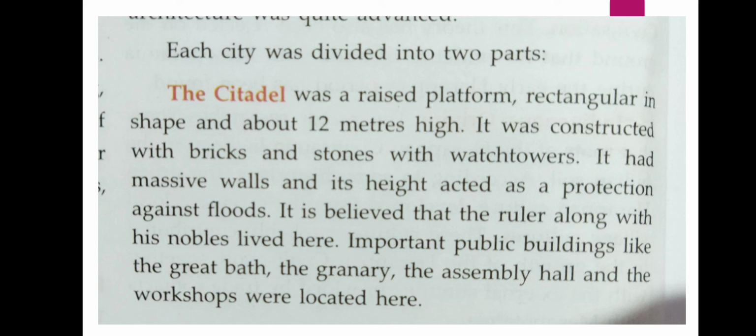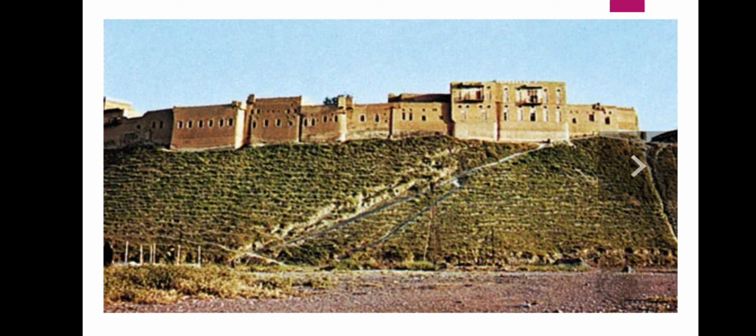And coming to the citadel, here a city was divided into 2 parts. One is the citadel and one is the lower town. So coming to the citadel, can you see this picture? This is called a citadel. The citadel was a raised platform, rectangular in shape and about 12 meters high. Can you see, from the floor of the earth, it looks 12 meters high. It was constructed with bricks and stones with watchtowers. It had massive walls, and its height acted as a protection against floods.